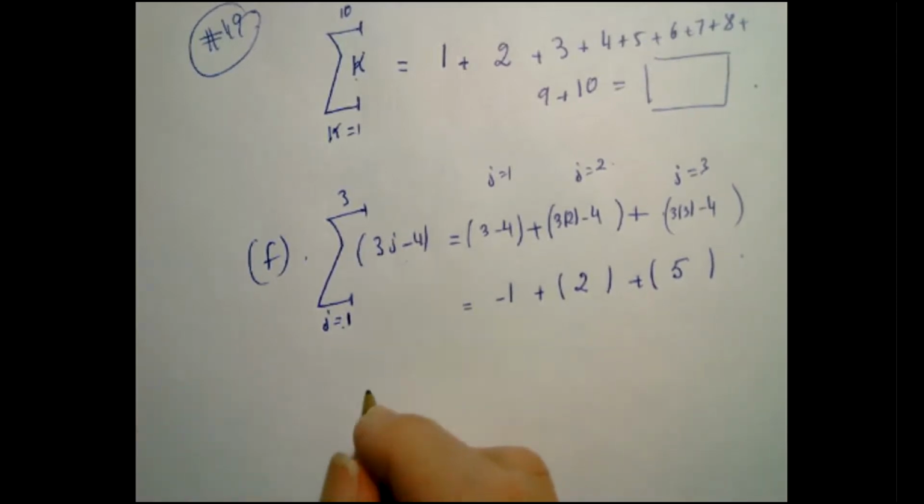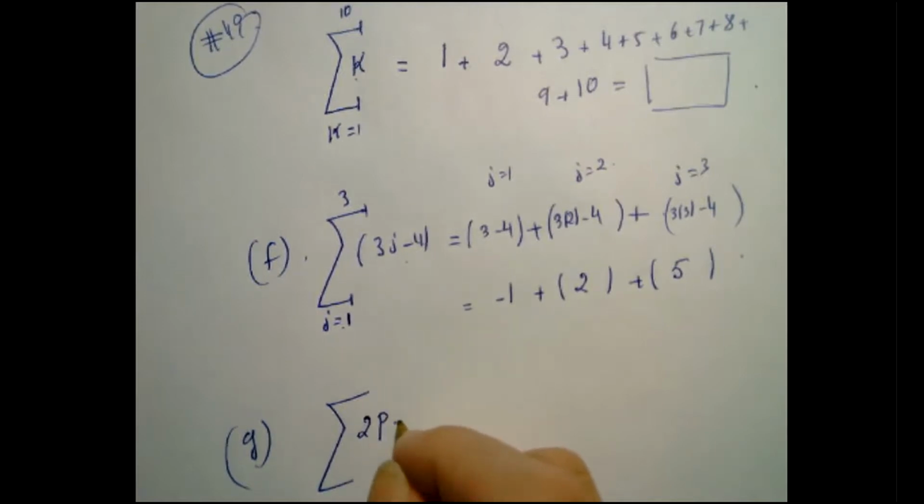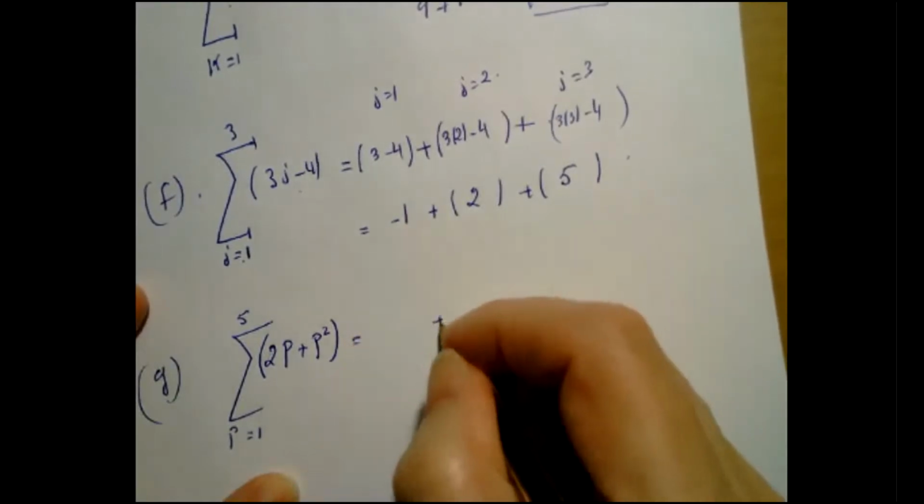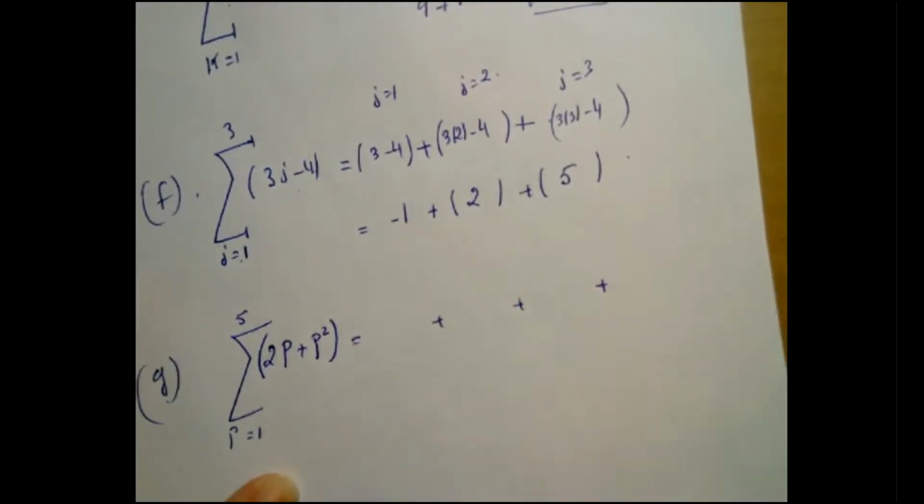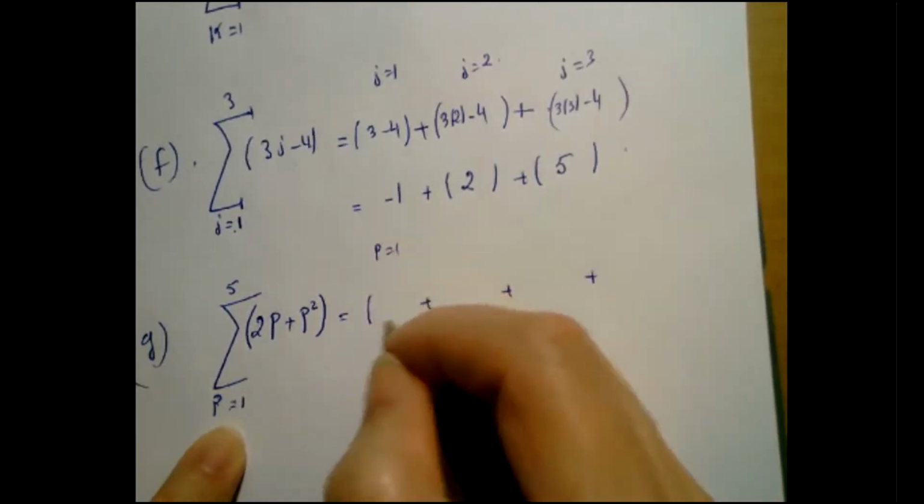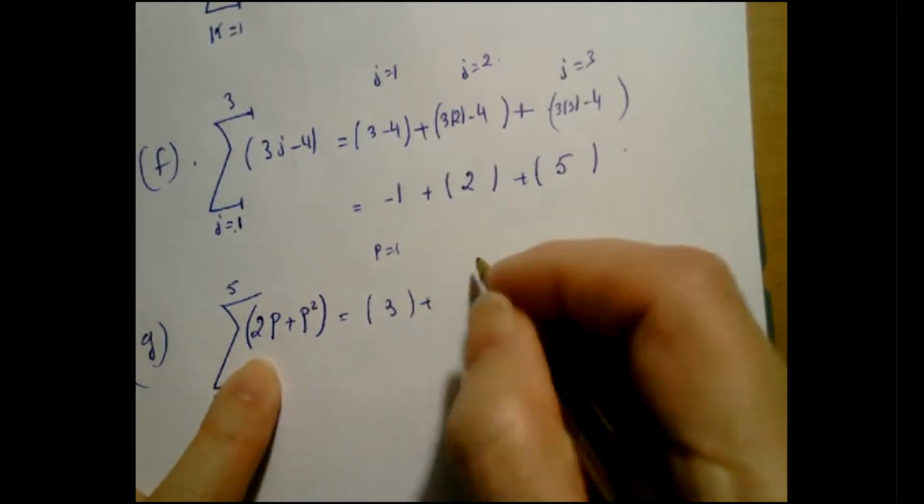Suppose they gave me, so I'm looking at this one, sum of 2p plus p squared, and my p goes from 1 to 5. Okay. So it's the same idea. It's a sum of stuff. And we read them. If p is 1, I plug in p in here. I will have 2 plus 1, 3.